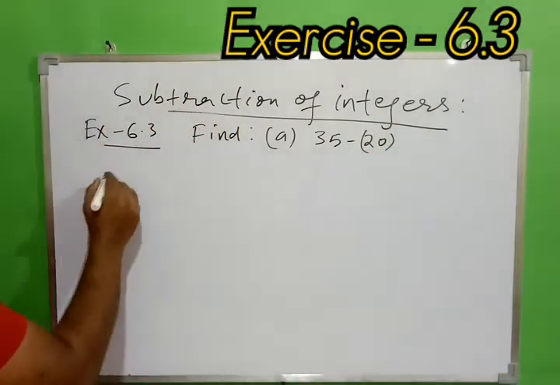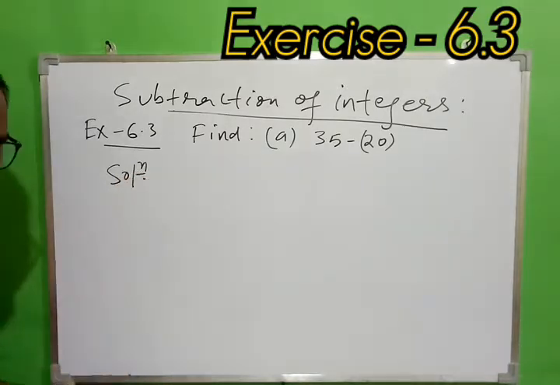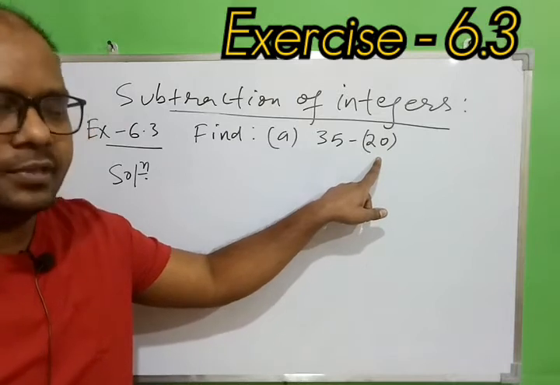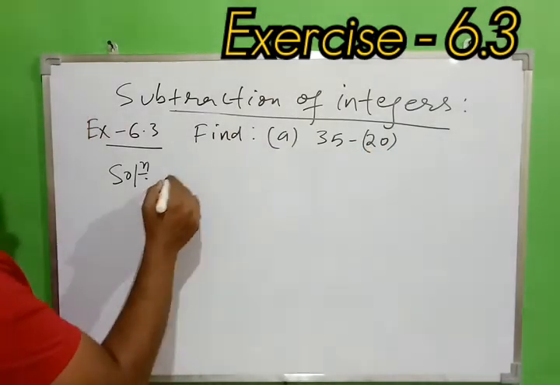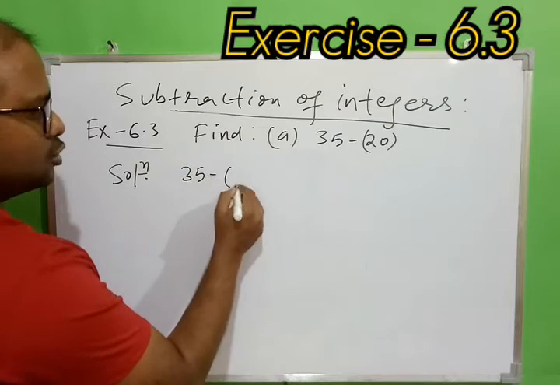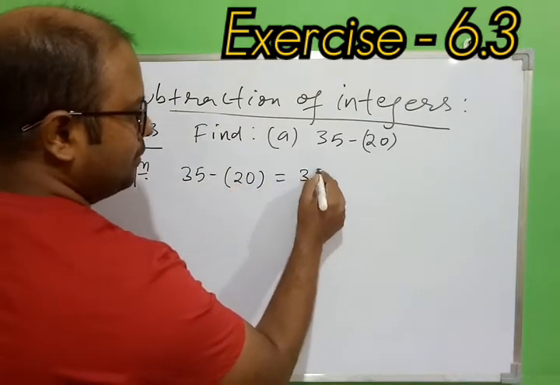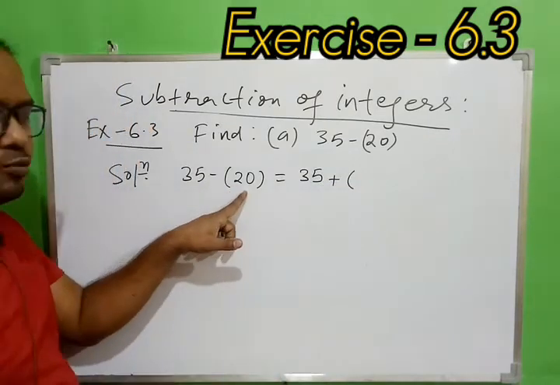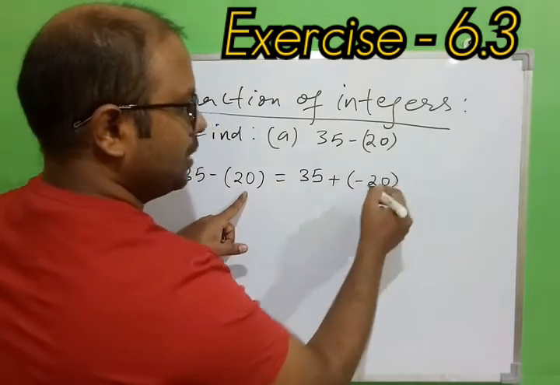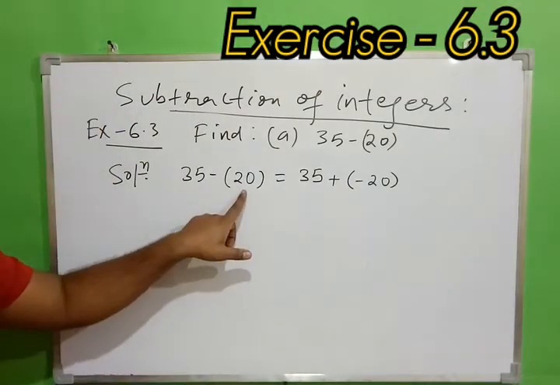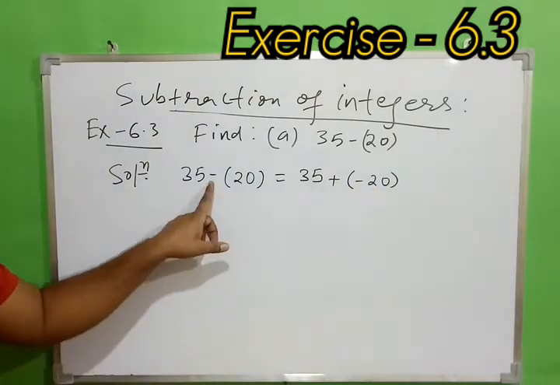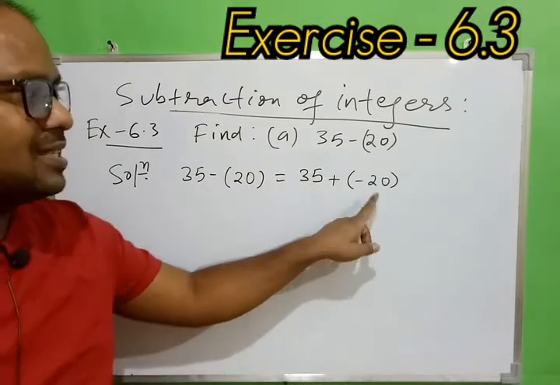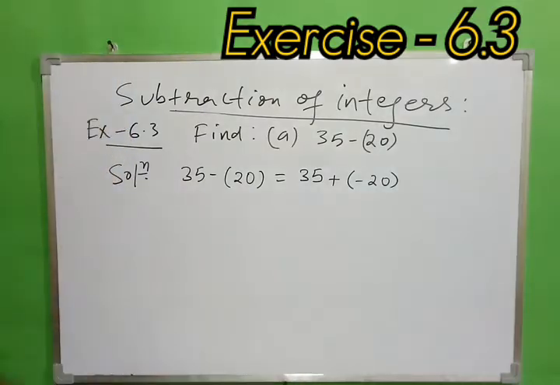We already know what is to be done. When we have to do this subtraction, we have to go for the addition of the additive inverse of the number given to you. So we can write 35 minus 20 is equal to 35, minus will be replaced by plus, and this 20 will be replaced by minus 20, because the additive inverse of 20 is minus 20. Whenever we convert the minus into plus, we must convert the second number into its additive inverse. That is to be understood now.